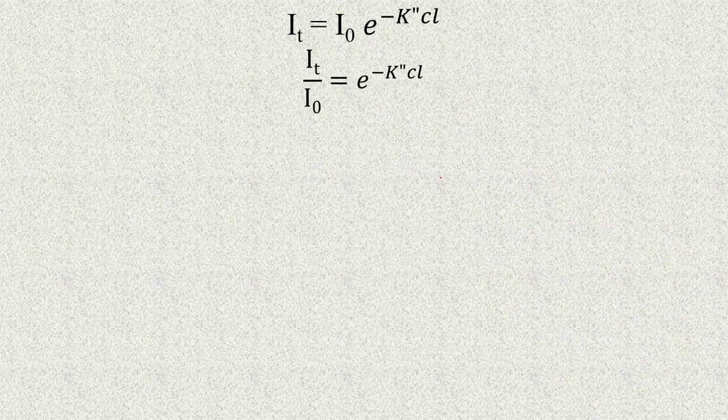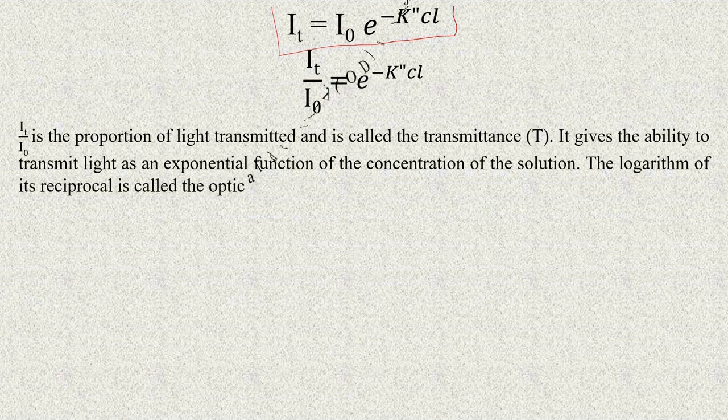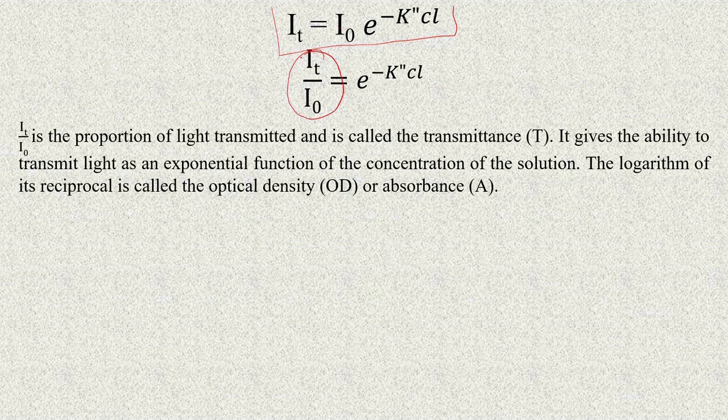Next I rewrite the first equation, which is the most important equation of Lambert-Beer law, like this. Now this portion, IT by I0, is the proportion of light transmitted and is called transmittance. It is denoted as T, and it gives the ability to transmit light as an exponential function of the concentration of the solution, and the logarithm of its reciprocal is called optical density or absorbance.